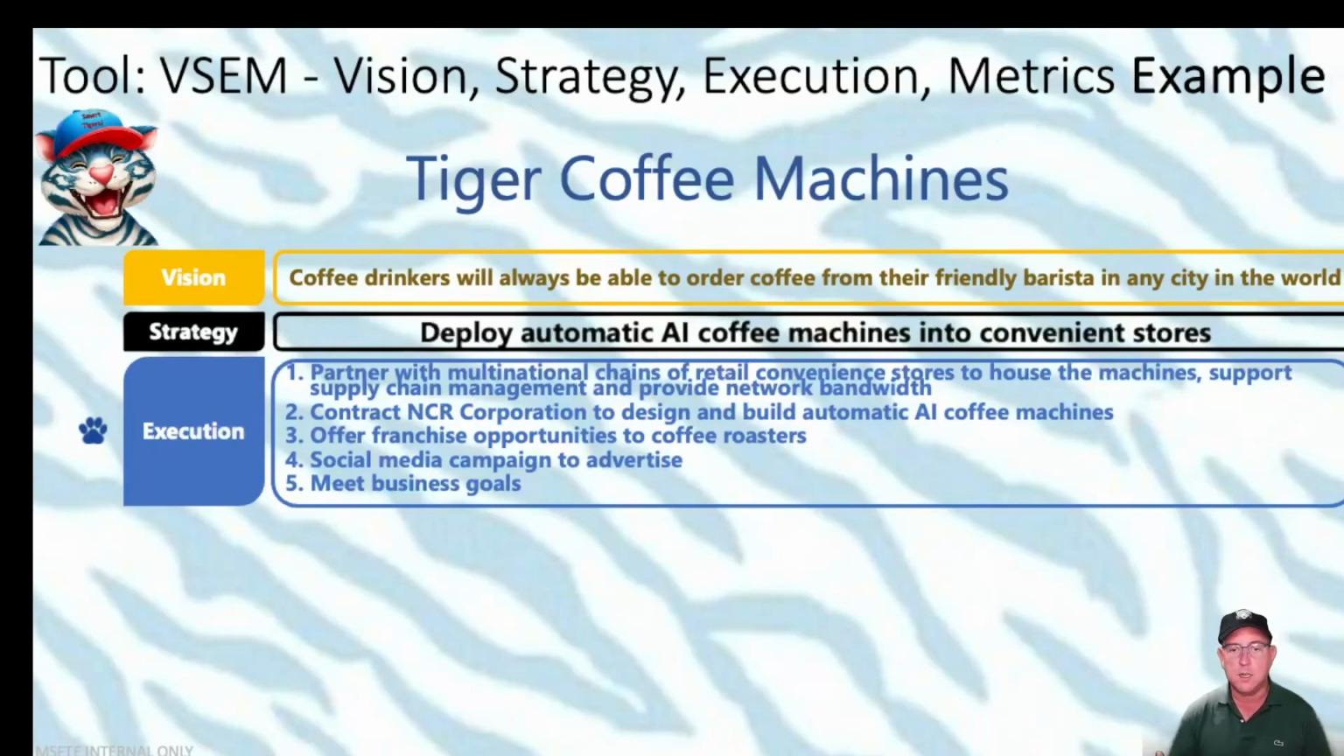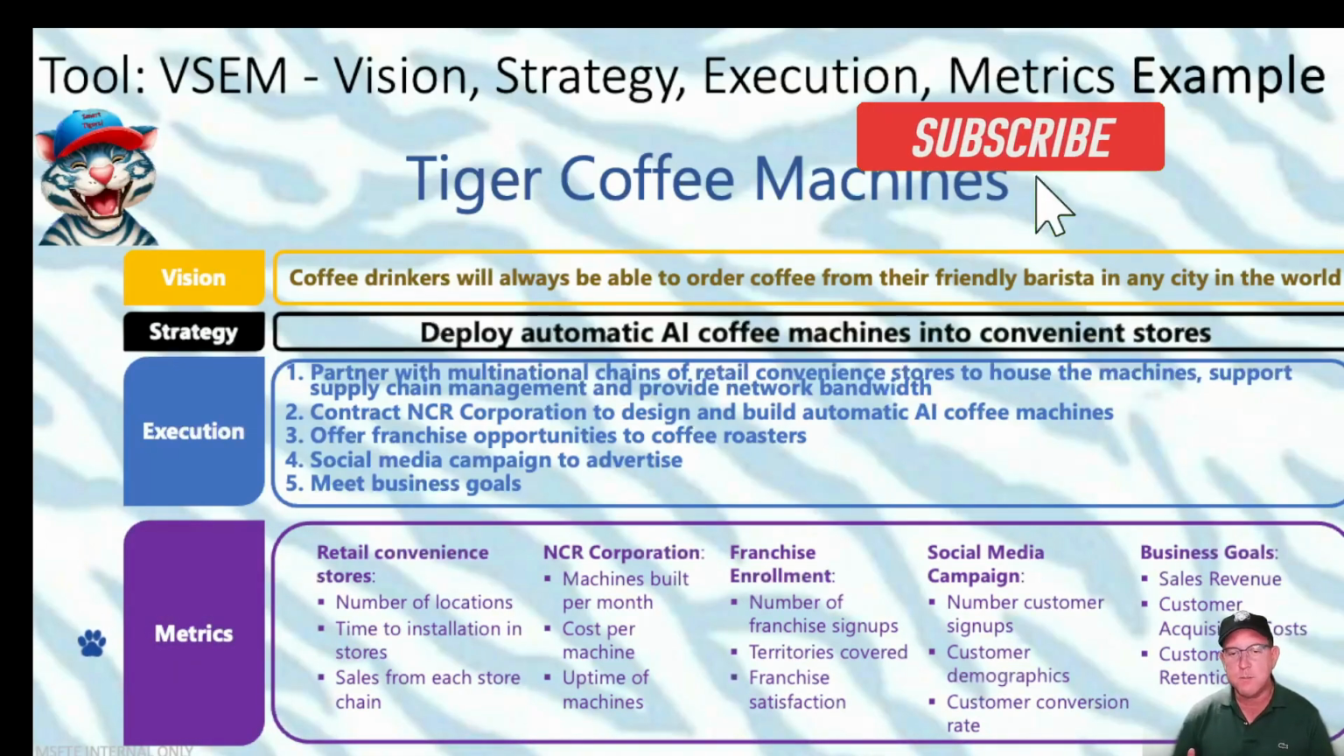We're also going to contract NCR Corporation to design and build the automatic AI coffee machines. They're well known for ATMs. We're going to offer franchise opportunities to coffee roasters. We're going to run a social media campaign, and then of course you have to have business goals. That's going to be our execution.